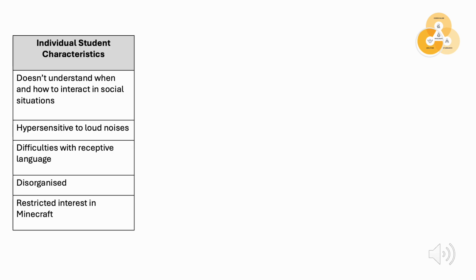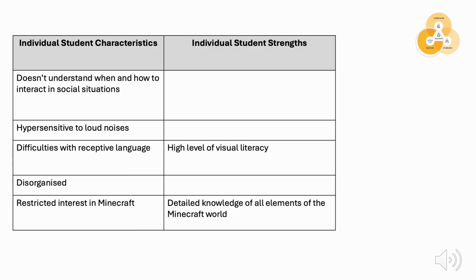Now we're going to look at how to complete the process using a hypothetical student. The first step is we think about what are the individual student characteristics that we see within the classroom. Once we've identified the student's individual characteristics, we then need to think about what are the strengths associated with these individual characteristics. This is because when we think about strengths, we can use these to leverage the learning process and to access the learning process for students with disability and diverse learning needs.